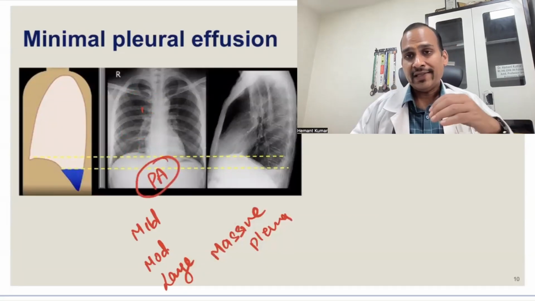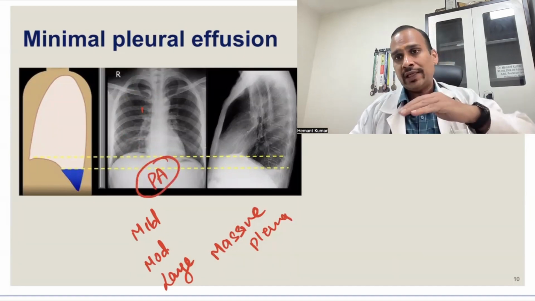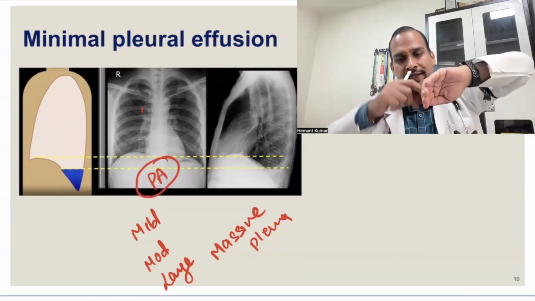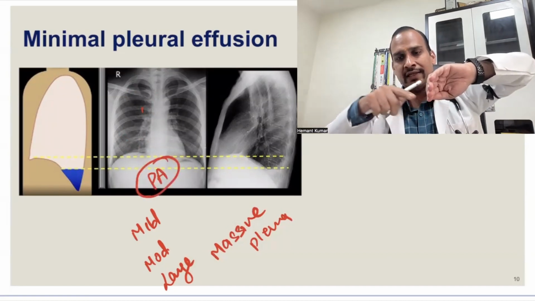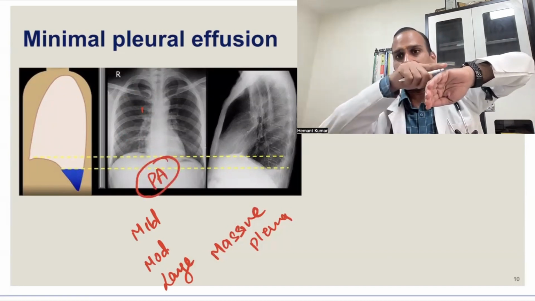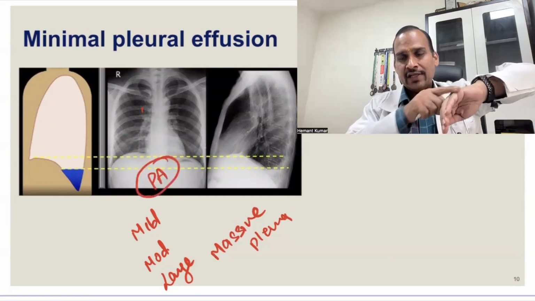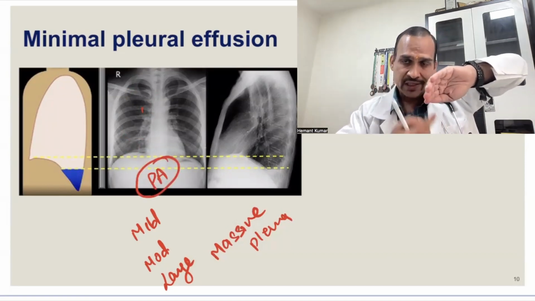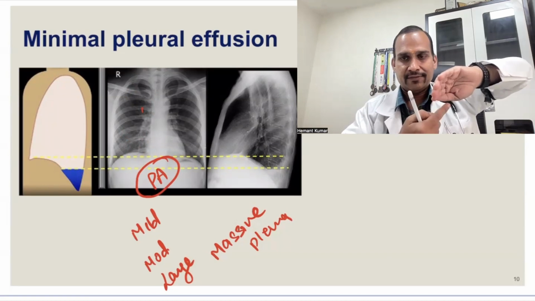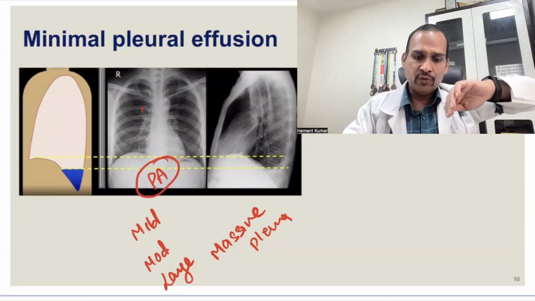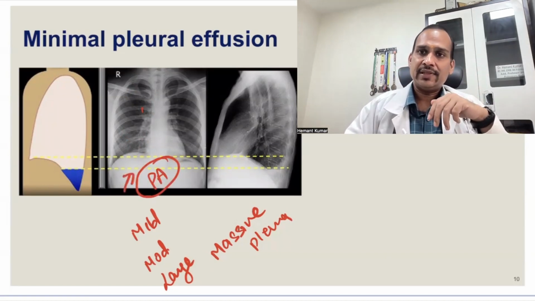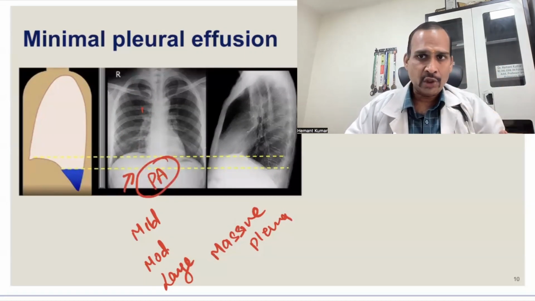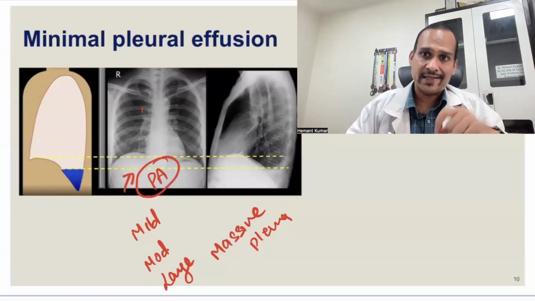Why? As I told you earlier, the pleural cavity is not uniform. On the posterior side it is deepest, then the lateral side, then the anterior side. So if there is a little amount of fluid, it will accumulate in the posterior recess of the pleural cavity. So in AP view, we cannot appreciate it. So how can we appreciate it?